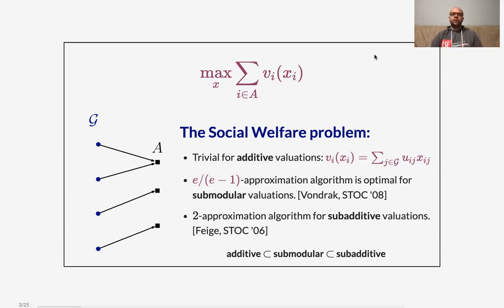So this is very easy to solve for additive valuations, but then the problems get more complicated as we allow more complicated evaluation functions. In particular, if we allow agents to have submodular valuations, then the problem is NP hard. And in particular, it's been shown that e divided by e minus 1 is an optimal approximation algorithm under value oracle, meaning that each valuation function is given by a value oracle. And moreover, if we assume just that the valuations are subadditive, then there is a two approximation algorithm. This is under demand oracles that we don't need to go into details now.